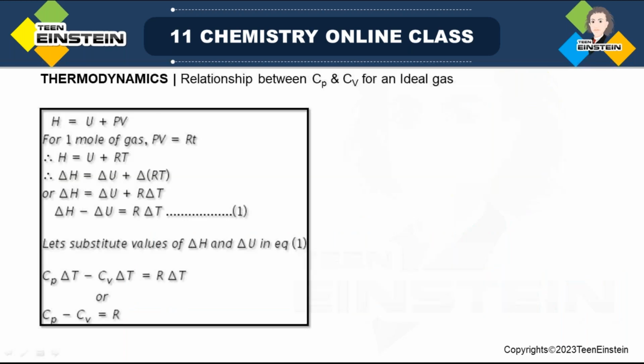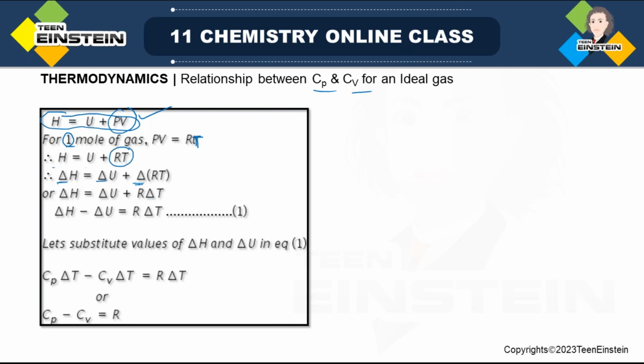Now, based on these two terms, we have to know the relationship between Cp and Cv. So we will prove that. What is the relationship? We know that H is equal to U plus PV. Now, for 1 mole from the ideal gas equation, PV equals nRT, but n is 1 mole, so PV is equal to RT. So in this equation, in place of PV, we will put RT. Now on both sides, take the del sign.